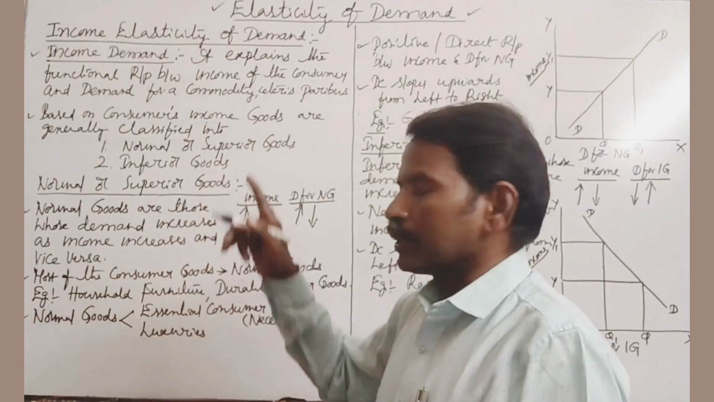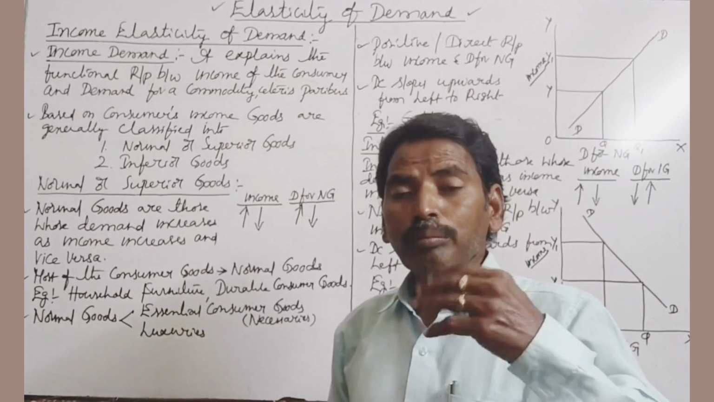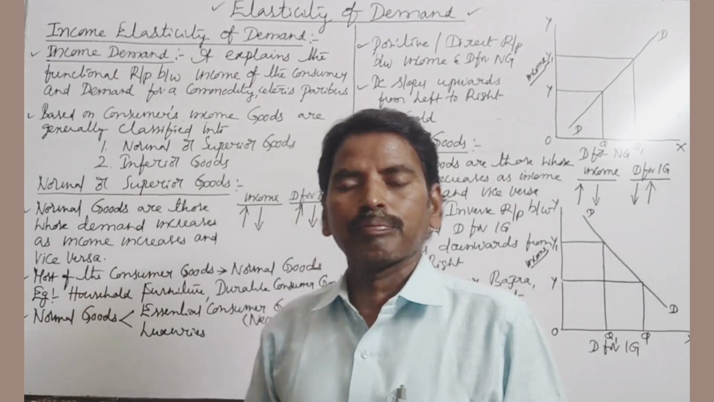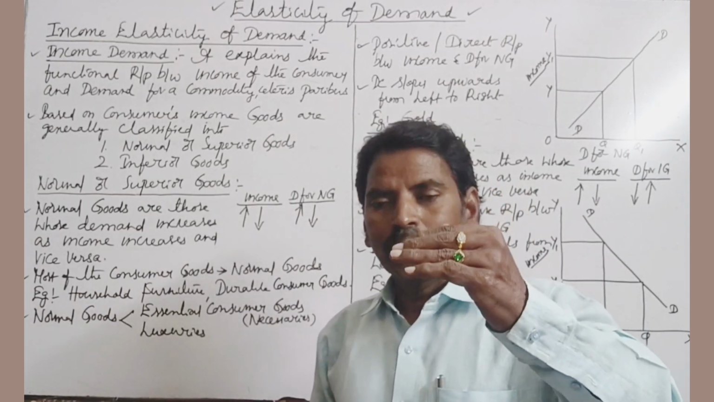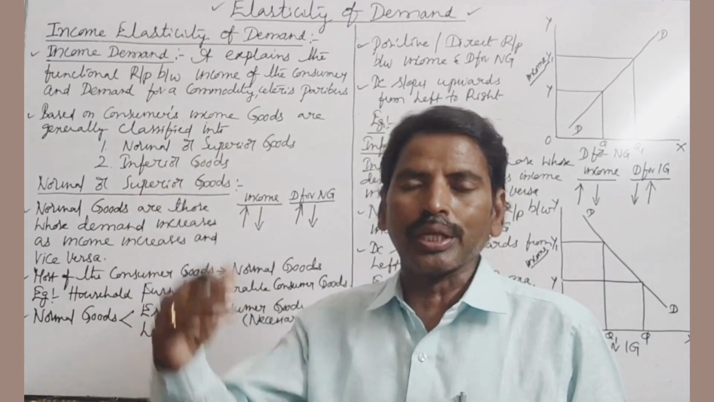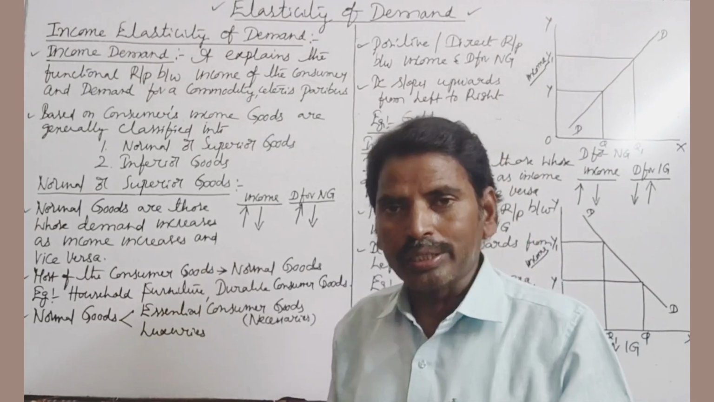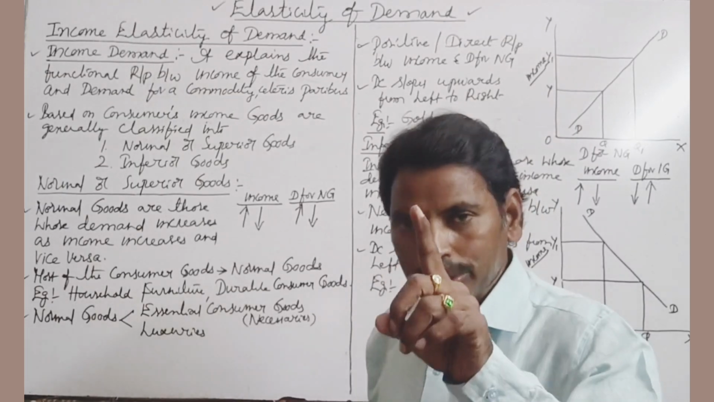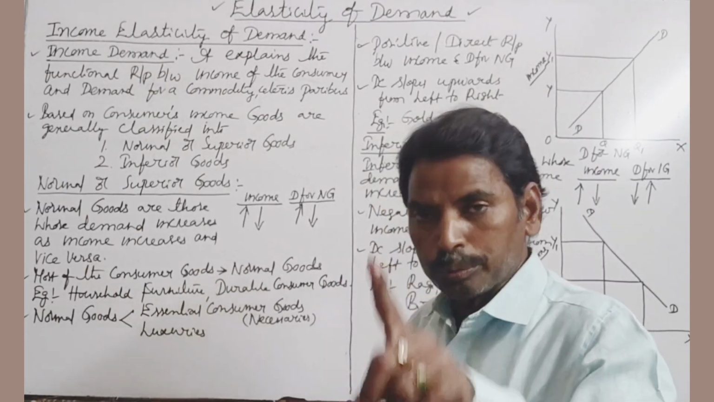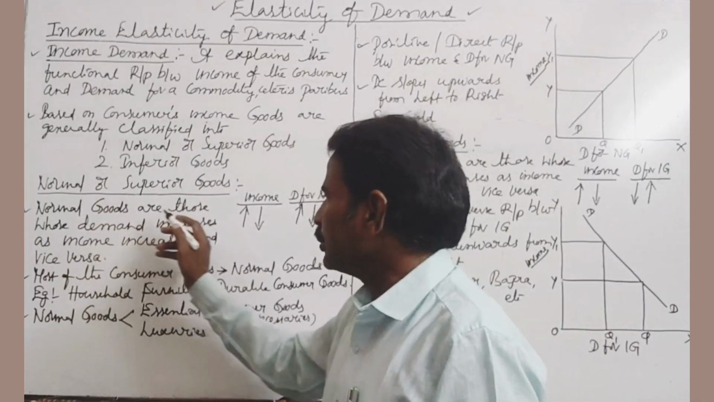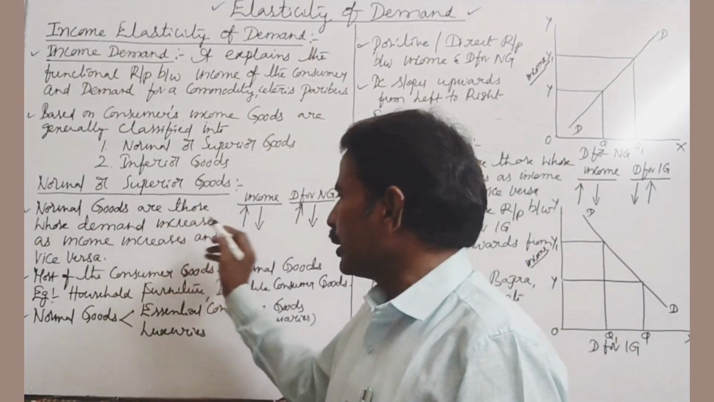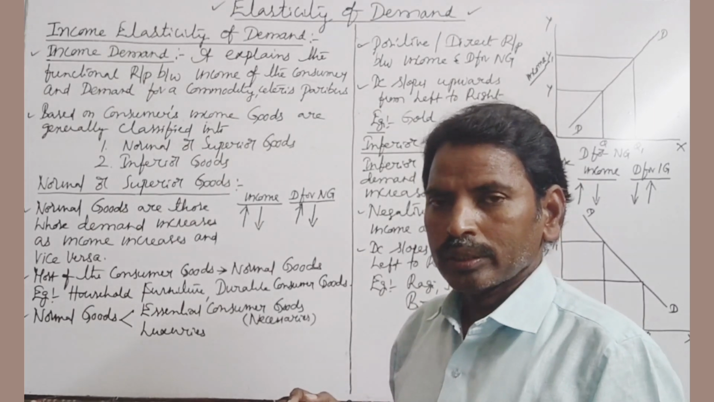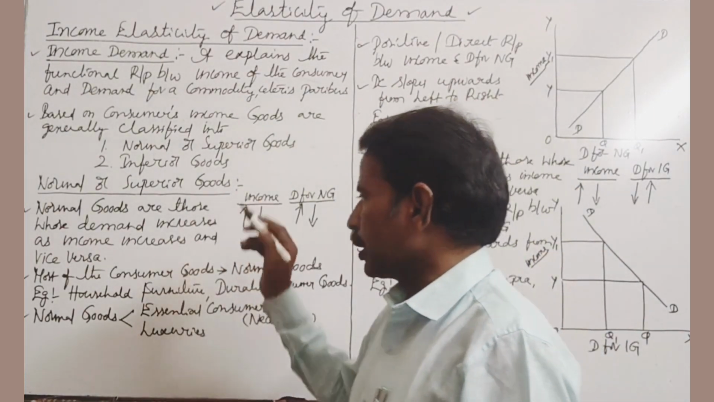Normal goods or superior goods are those whose demand increases as income increases and vice versa. If income increases, demand for superior goods also increases. If income decreases, the demand for superior goods also decreases. Those goods are called normal goods or superior goods.